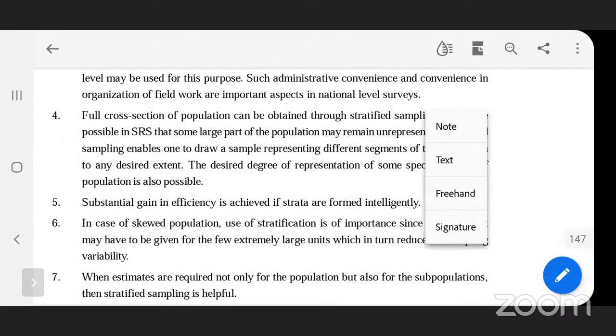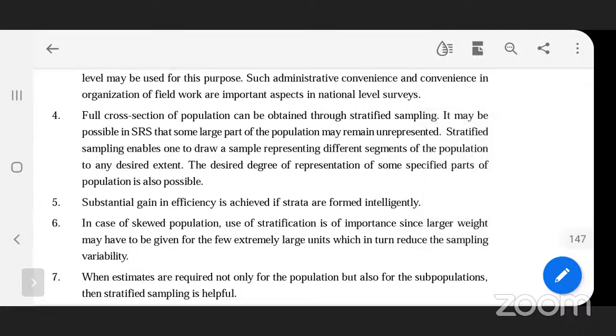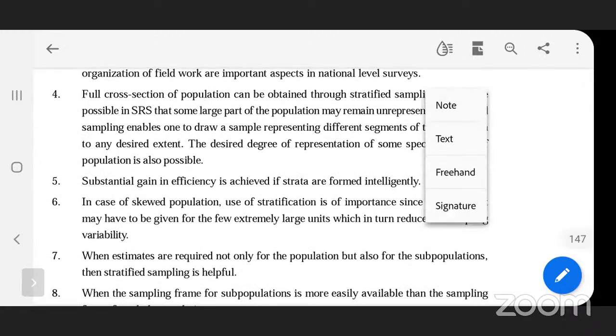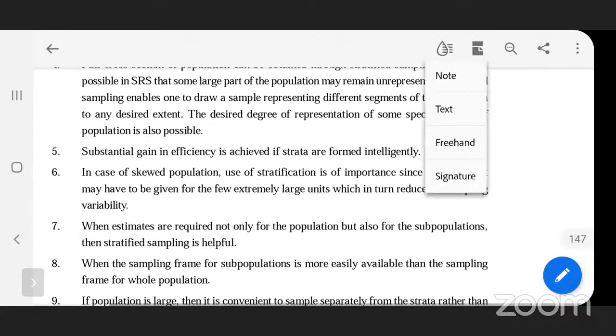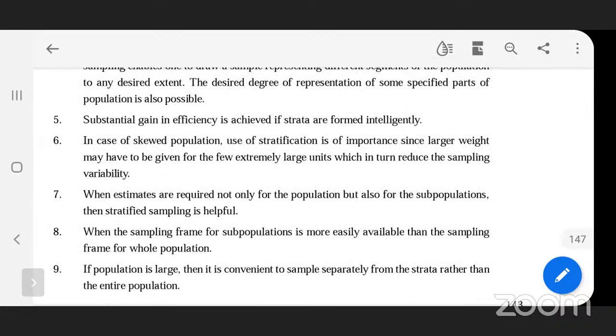It may be possible with simple random sampling that some large part of the population remains unrepresented or repeated things can be observed. A desired degree of representation of special cases of the population is also possible. Next benefit is that a substantial gain in efficiency is achieved if the data are stratified intelligently.